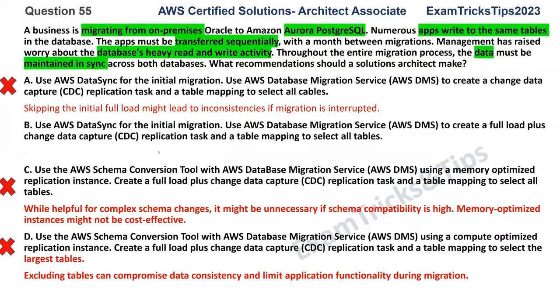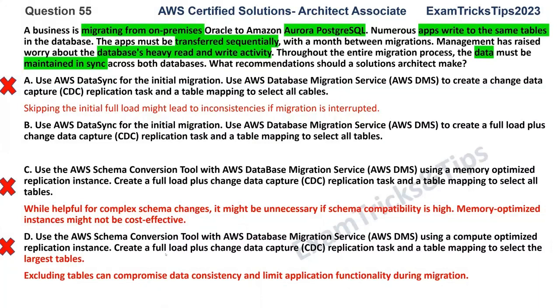That leaves us with option B. It says let's use AWS DataSync for initial migration, and use Database Migration Service to create a full load plus CDC replication task and table mapping to select all tables. So this option is almost similar to option C for almost everything, except for the memory optimized part. And it is creating a full load plus CDC replication task and a table mapping to select all tables. So I think this one is the right option.